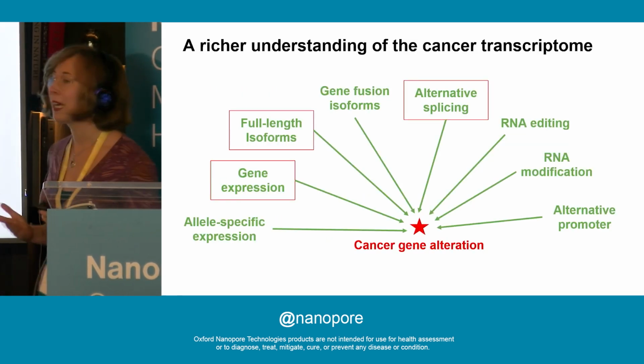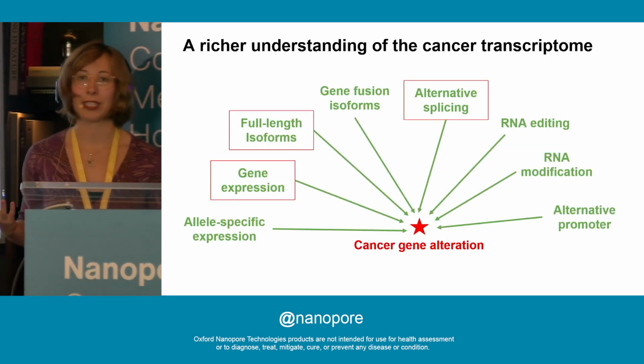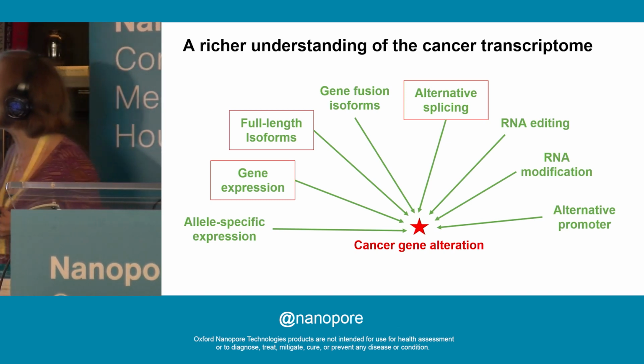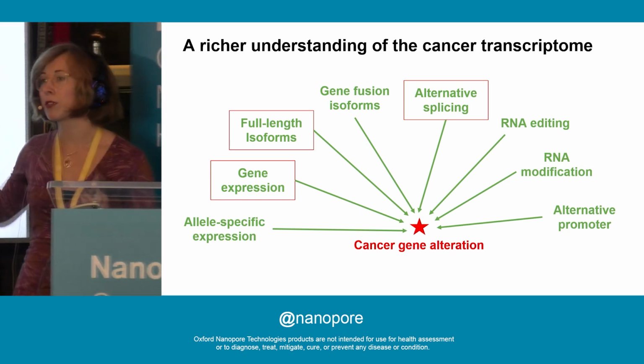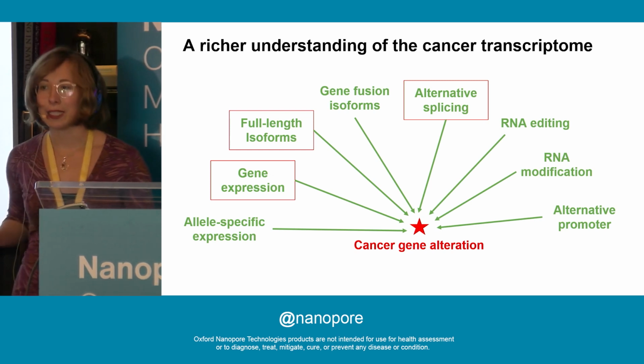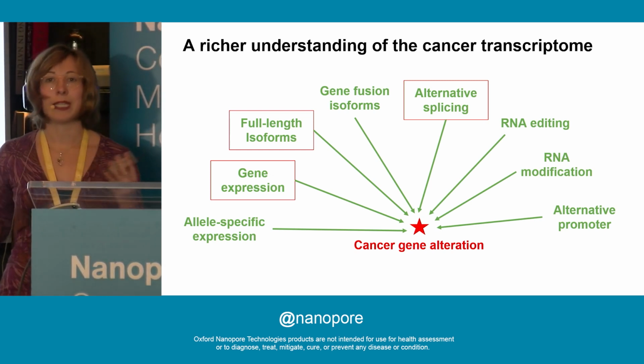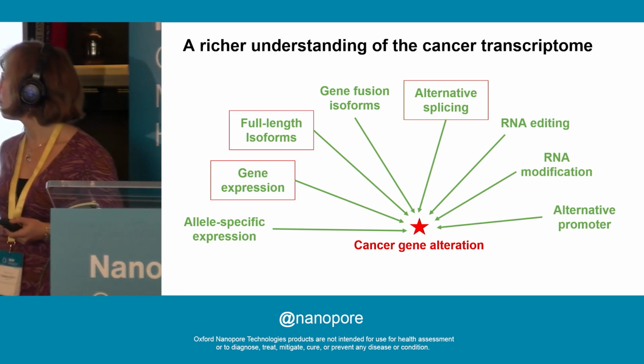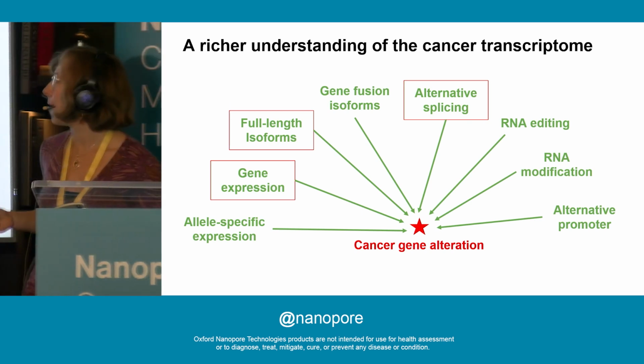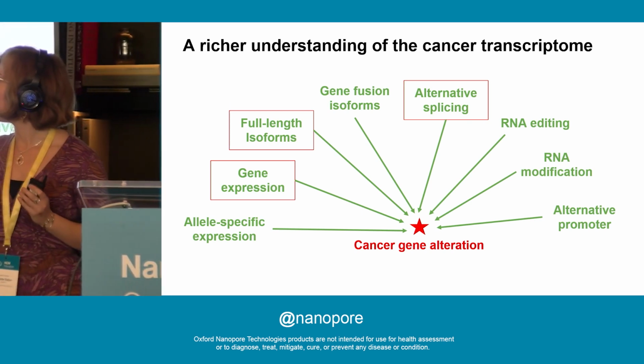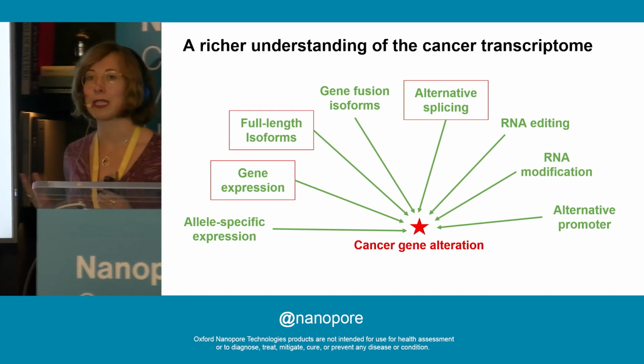However, we've now realized the potential of this technology to understand all of these different types of transcriptomic alterations that can lead to cancer. And we can assay them all with the sequencing method. And so first I want to talk about detecting alternative splicing and isoforms and expression.